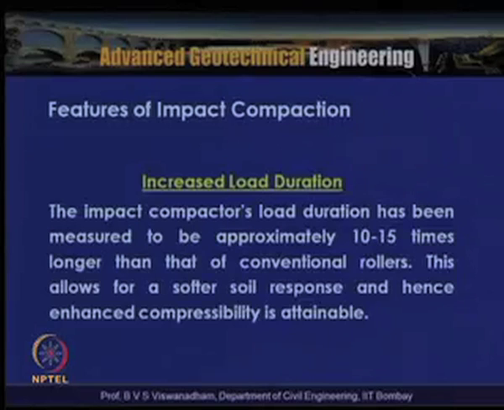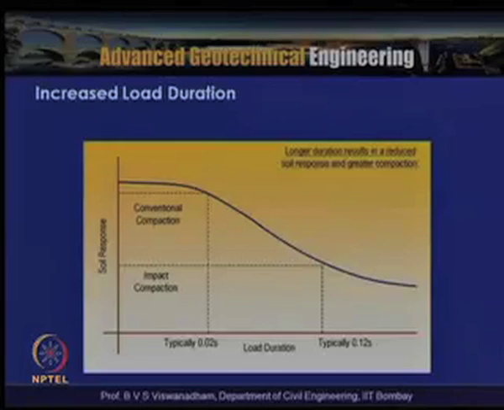Another feature is increased load duration. The impact compactor's load duration has been measured to be approximately 10 to 15 times longer than that of conventional rollers. This is good for some fine grained soils to arrange into a denser configuration. Here it is shown that for conventional compaction the load duration is 0.02 seconds, for impact compaction it is about 0.12 seconds. So the longer duration results in reduced soil response and greater compaction. This is one of the other merits of impact compaction.